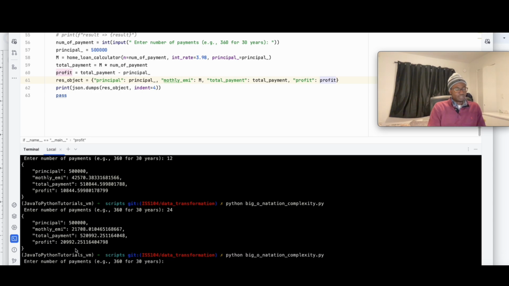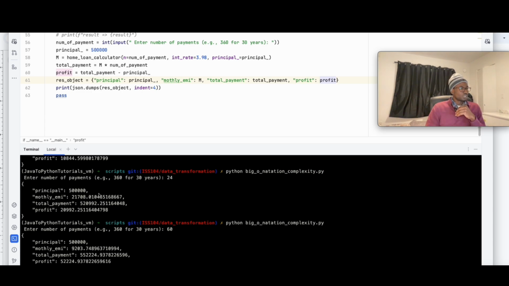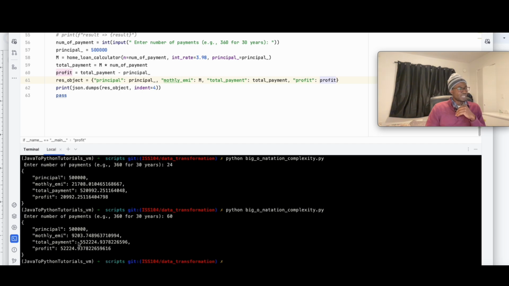Okay, let's say for 5 years now, let's say 60. And then you can see for the same capital, the monthly repayment has reduced. It used to be 42,570, and then 21,708, and now it is 9,230 monthly, because you're going to pay for 60 months, which is 5 years. And then the total payment has also increased a bit. It was $520,992, but now it's $552,224. And you can see the profit has also increased, relatively.